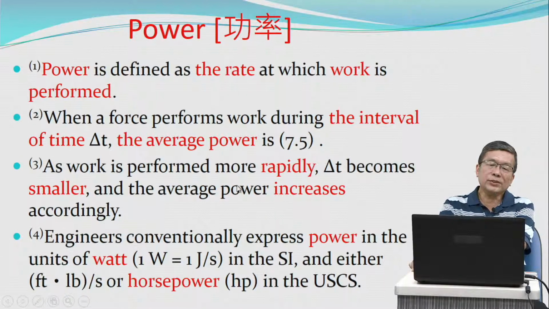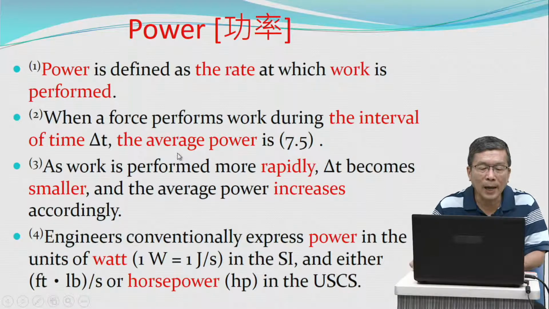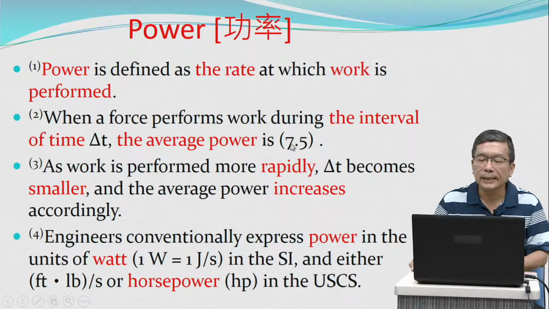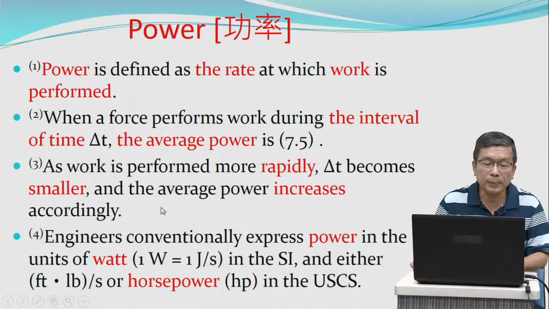Power is defined as the rate at which work is performed. When a force performs work during the interval of time delta t, the average power is given in equation 7.5. As work is performed more rapidly, delta t becomes smaller, and the average power increases accordingly. Engineers conventionally express power in the unit of watt in the SI system and either foot-pound per second or horsepower in the USCS system.